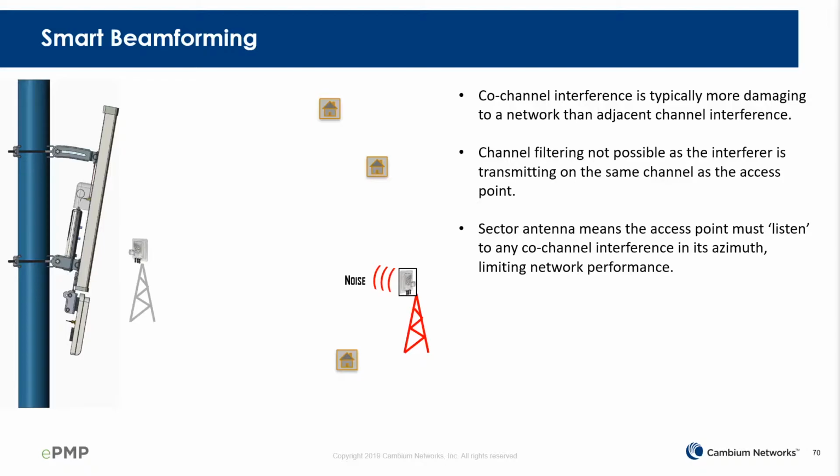In a wireless network, co-channel interference is typically more damaging to a network than adjacent channel interference. Channel filtering is not possible as the interferer is transmitting on the same channel as the access point.